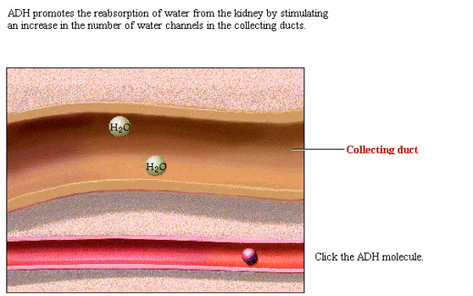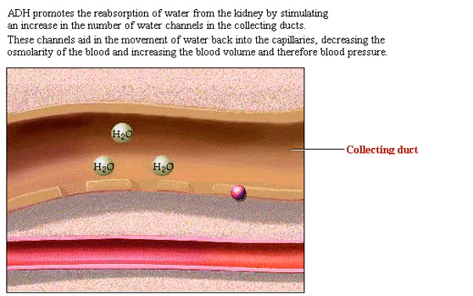ADH promotes the reabsorption of water from the kidney by stimulating an increase in the number of water channels in the collecting tubules. These channels aid in the movement of water back into the capillaries, decreasing the osmolarity of the blood and increasing the blood volume and therefore blood pressure.